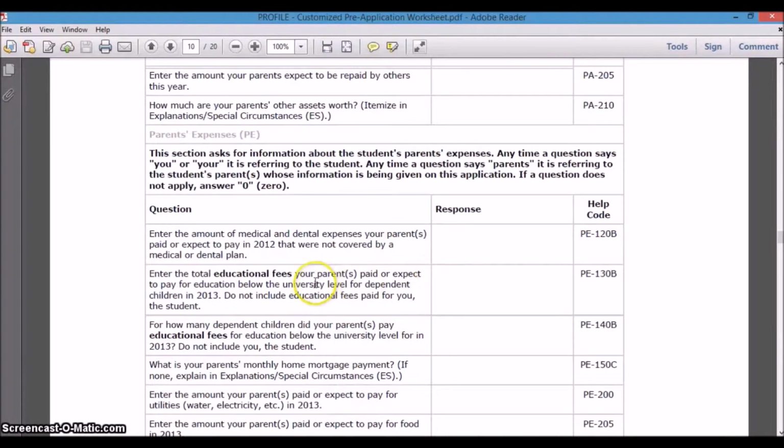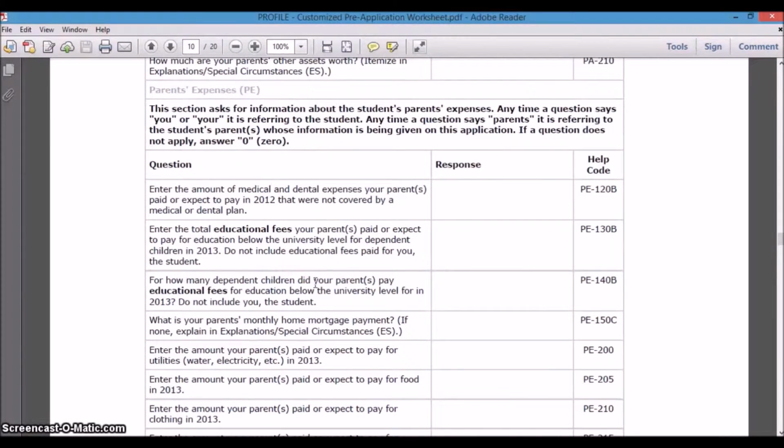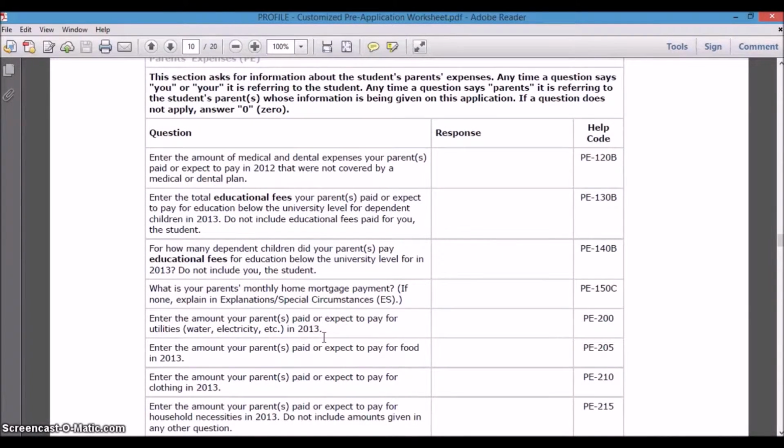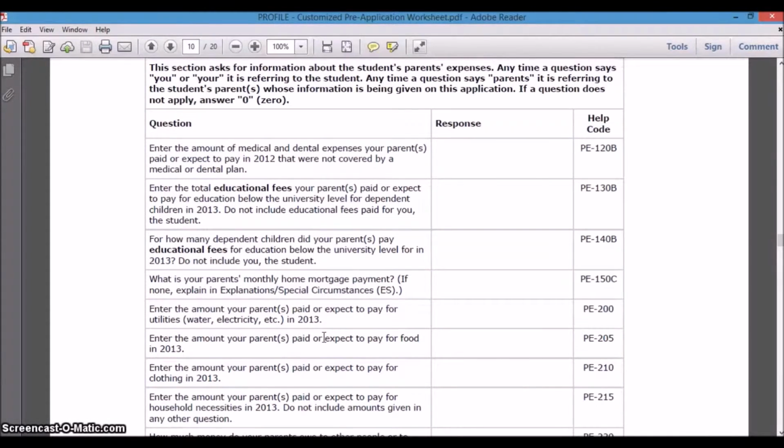Again, all the questions refer to educational fees, home mortgage payments. Some of these may not apply, and if they don't apply, put 0 in it. But the rest that do apply, make sure you communicate with your parents and come up with a good estimate as to how much money they're budgeting into these different categories.